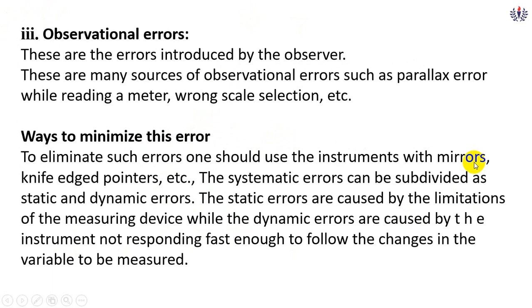And the next one is the observational error. So this is by the user. While he is observing, there is a chance of getting the parallax error, and wrong scale selection while reading the meter. So if there are multiple scales, there is a chance of reading the one which is not relevant to it. So how to minimize this error? It can be minimized by using a mirror behind the scale and a knife edged, sharp pointer.